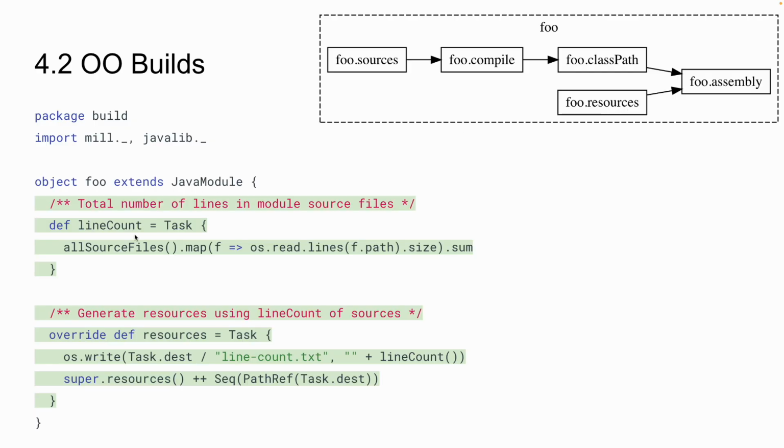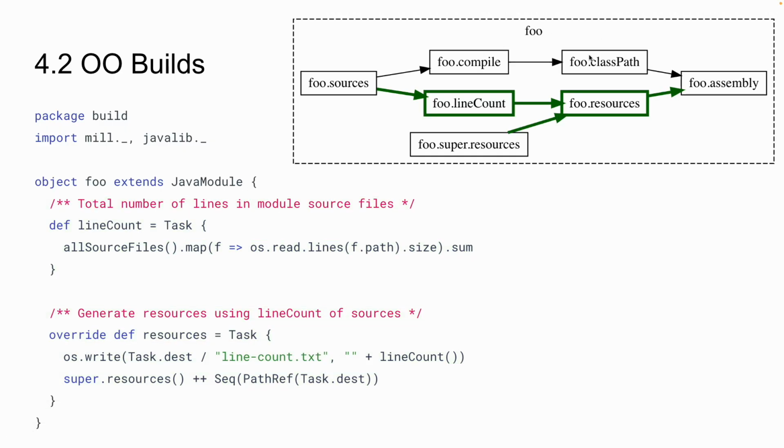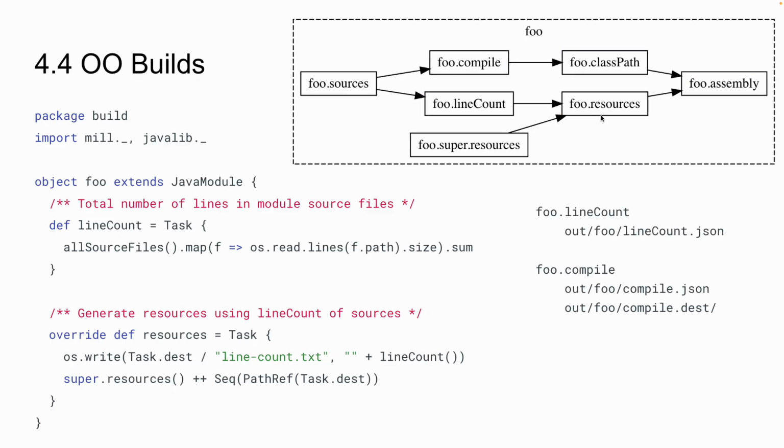So if I add line count as a new method that calls all source files, I override resources, and I call super.resources, but also call line count. You already know how this affects the build graph or the call graph. I don't need to teach you because these concepts are not new to Mill. These concepts are the same you learned in Java 101. And once we have this graph, we can say, for example, the blue steps like foo.compile and the red steps can run in parallel because they are not related on the graph. The green box foo.assembly needs both of them to finish before it can start.